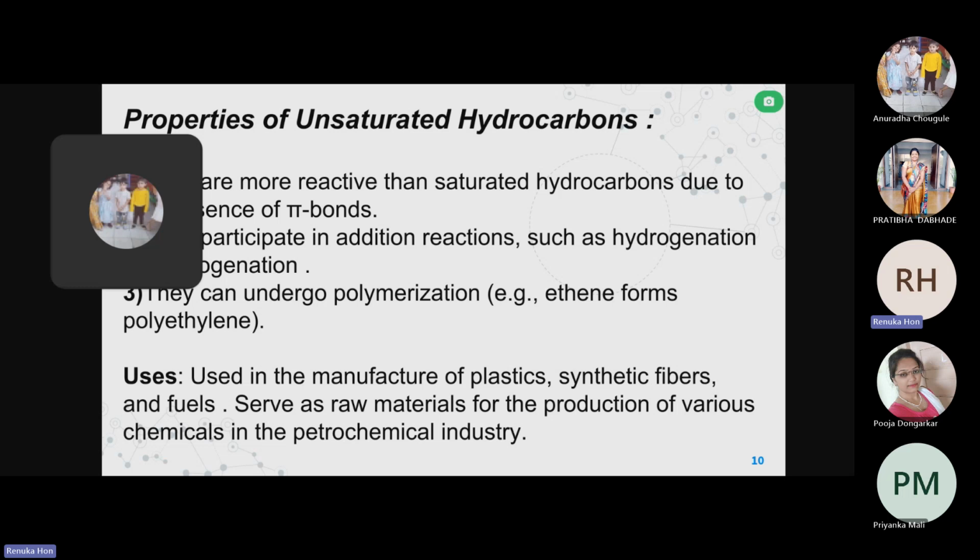Earlier we saw the preparation of ethanol: when we add water to ethene in the presence of phosphoric acid, we get ethanol. This is one example of the use of unsaturated hydrocarbons. Here we use ethene as an unsaturated hydrocarbon. Ethene contains a carbon-carbon double bond.